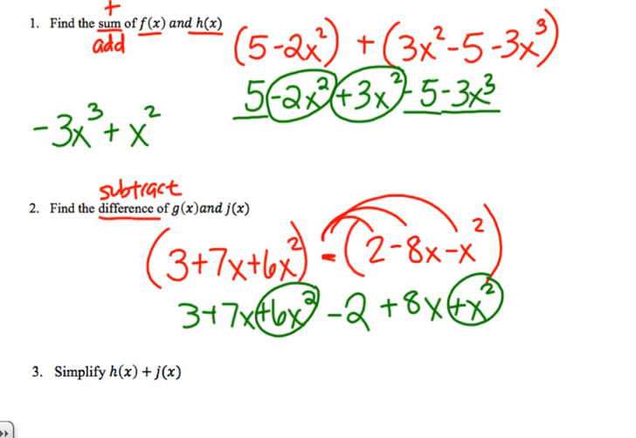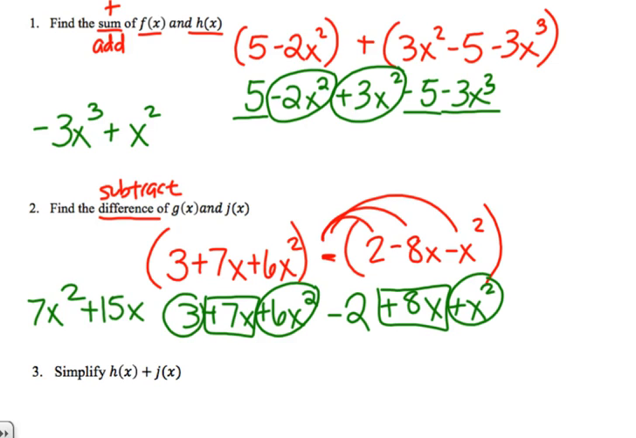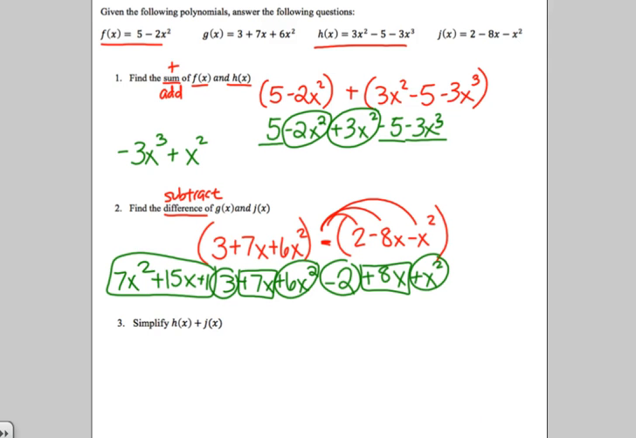So I have 6x squared and x squared. 6 plus 1 is 7x squared. I'm going to bounce off to my x's, 7x, 8x, 15x. And then lastly, I have a 3 minus a 2, which would be a plus 1. Okay, so that would be our final answer to that one. So again, parentheses are the most important thing when you are adding and subtracting polynomials.